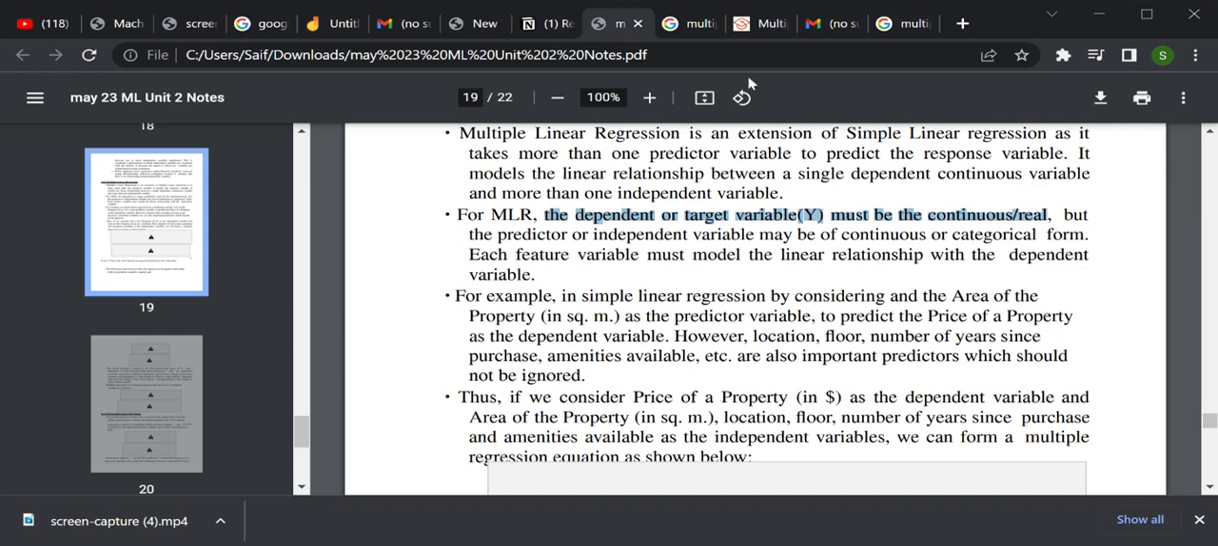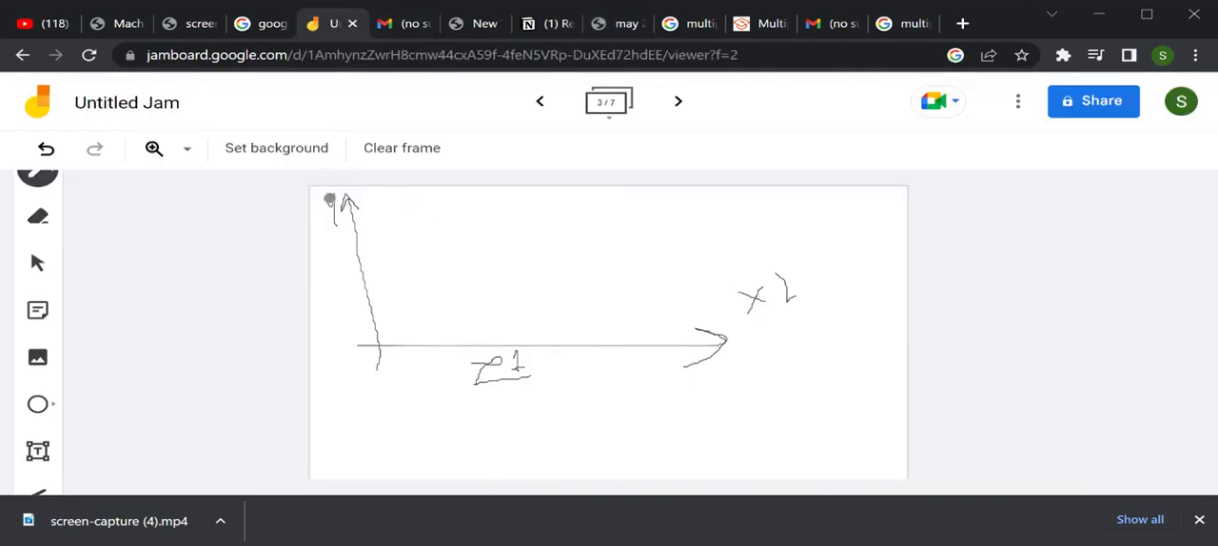The dependent variable y should be in continuous, real form, not going up and down. It should not be the case that even if the storage of the laptop goes high, the y falls down.